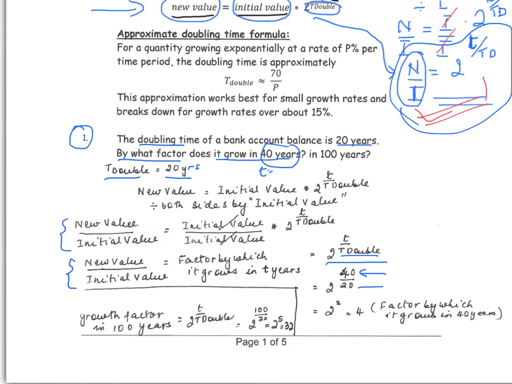divided by the doubling time, that's 20. So that gives us 2 squared. 40 over 20 is 2, and that is 4. So the factor by which your money grows in that account in 40 years is 4. So if you put $100 today, then in 40 years, you're going to have $400 in this account.